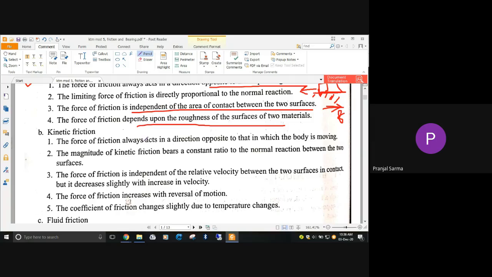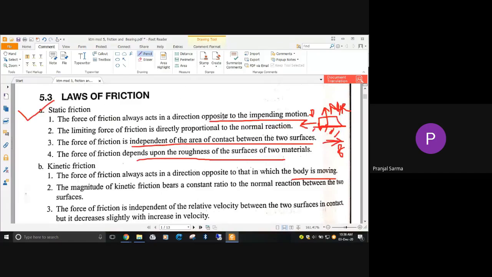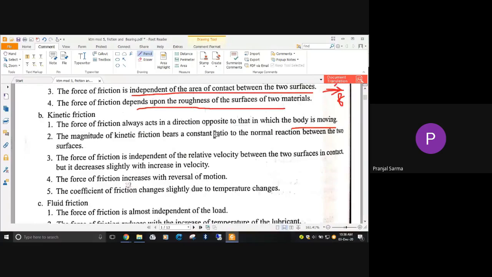Similarly, if we talk about kinetic friction, the force of friction always acts in a direction opposite to that in which the body is moving. Now it becomes a moving body. Previously, it was the impending motion body, meaning motion was not exactly there, but the tendency of motion, or impending motion, in the case of static friction.